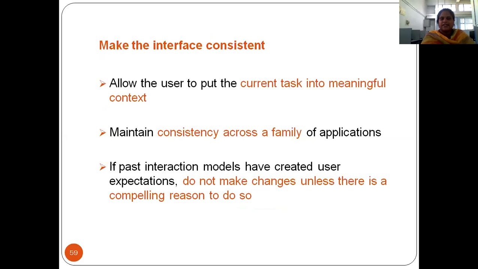So, make the interface consistent. Here what you'll do is allow the user to put the current task into a meaningful context, and maintain consistency across a family of applications. If past interaction models have created user expectations, do not make changes unless there is a compelling reason to do so. If you want to make any changes, do not make them until there is a compelling reason to do so.